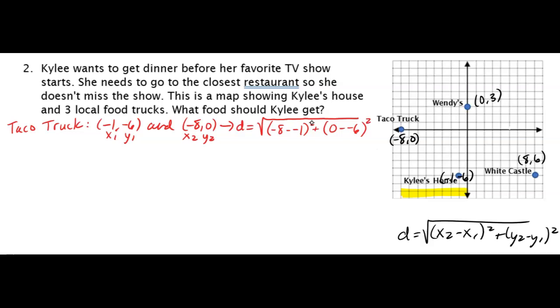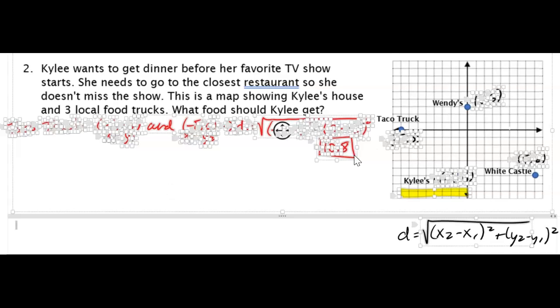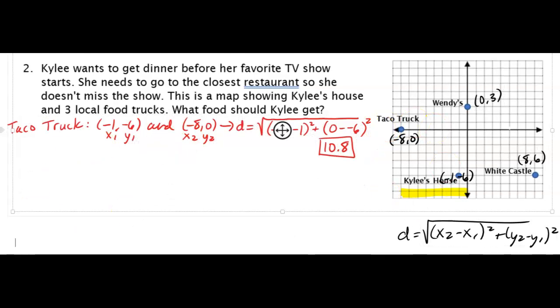Now, in the past, we've done problems where we've had to simplify this, and it takes a long time. But in this problem, all we're really looking to see is which distance is the shortest. So I'm just going to type this into my calculator exactly how it's written right now. I'm not going to simplify anything, and I'm going to just get a decimal. And that decimal is 10.8. It goes on for a while, but for our purposes, it's good enough to just do 1 decimal place. All right, so I know now that my distance between Kylie's house and the taco truck is 10.8 units.